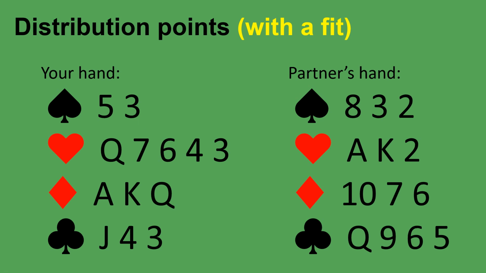Which suit is going to be trumps? I hope you've decided it's going to be hearts because that's where your fit is. And because we only have 22 points, we are going to be playing in a part score. We don't have 25 points for game.